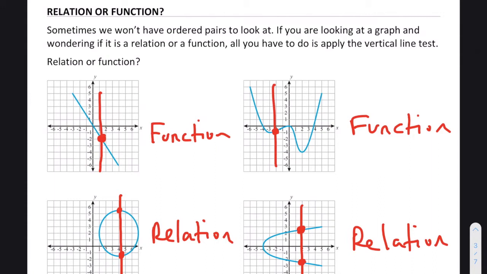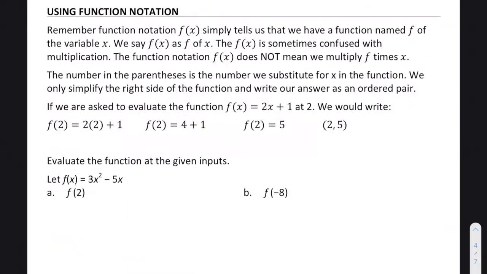So if we looked at this one on the lower left-hand side, the red line is approximately going through 4, and if we look on the graph, we have a y value of 5.5 and a y value of negative 1.5. So we can't have two y values associated with an x value. All right, so those are the two different ways we can identify if a relation is a function.